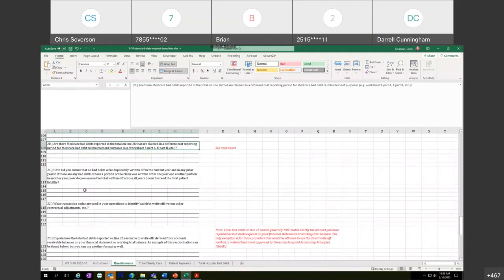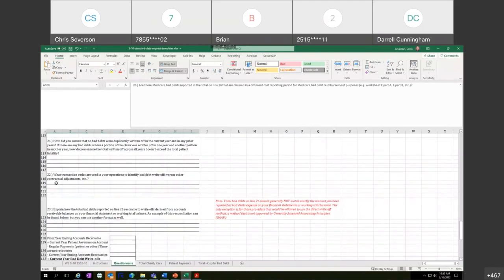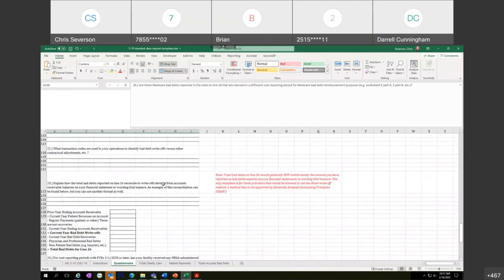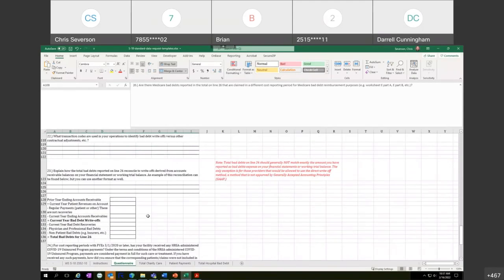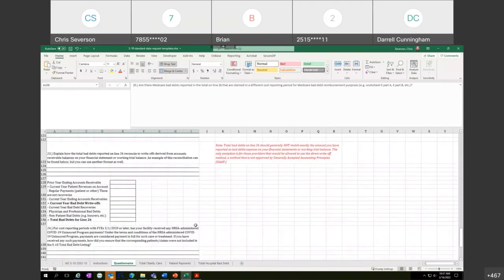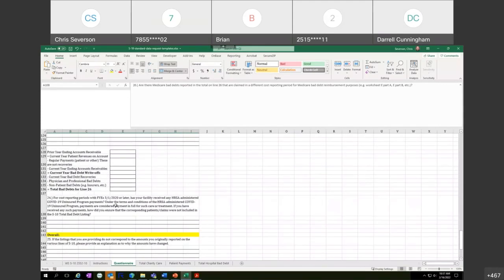Ensuring there were no duplicates across current and prior year, transaction code for bad debts, and here's that reconciliation for bad debts. The HRSA impacts the bad debt line as well.